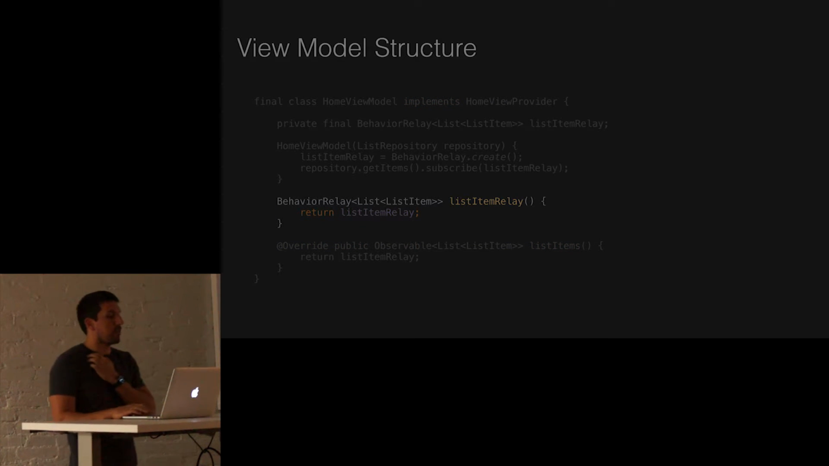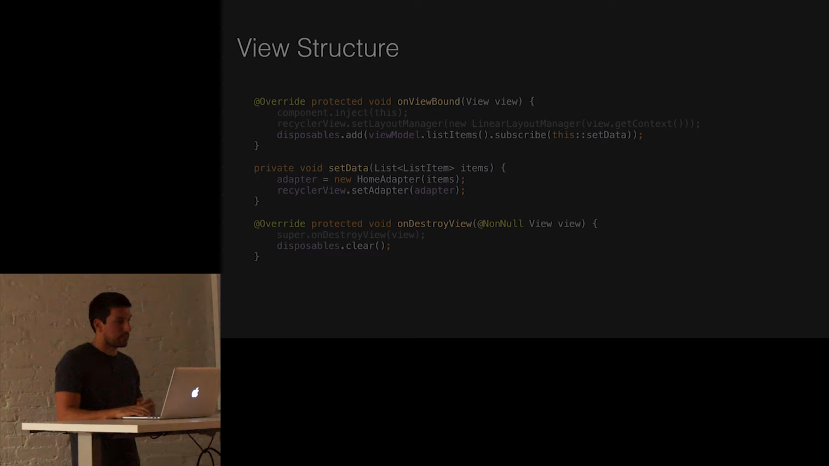If you did want to have an outside class update the view model, you could have a method like this that would expose the relay, and here the presenter could get the relay and then emit the list items directly. Or you can just pass in the list items and have the view model deal with all the reactive parts. Really, again, just whatever works best for you.